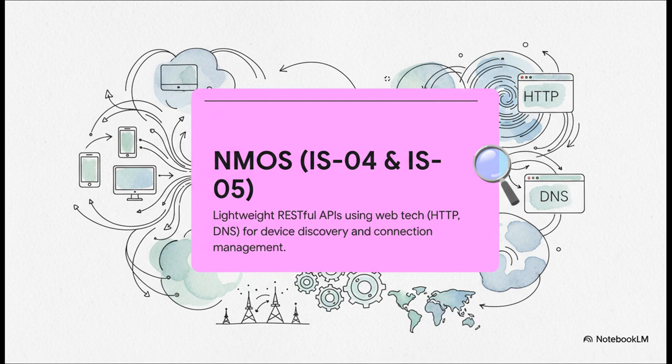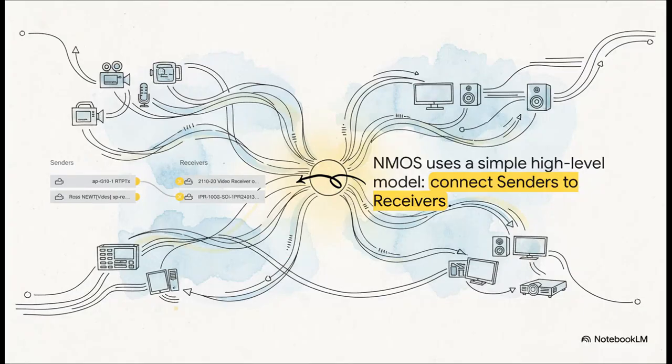NMOS is built using the exact same technologies that run the modern web. We're talking about simple, lightweight APIs, the same kind your phone uses to fetch weather data from a server. The whole design is about one thing, making it dead simple for devices from any manufacturer to get along and work together. And this diagram just says it all.